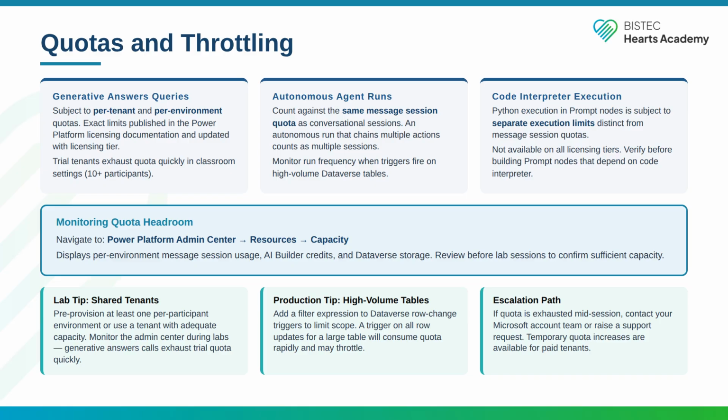Timing: 8 minutes. Facilitation tip: before the lab begins, open the capacity screen in the admin center with participants watching. Show them what adequate headroom looks like. If it is low, address it before proceeding into the Hour 3 build. Question to pose: how do you currently monitor quota consumption in your production environments? Is there an alert before the ceiling, or do you find out when something breaks?